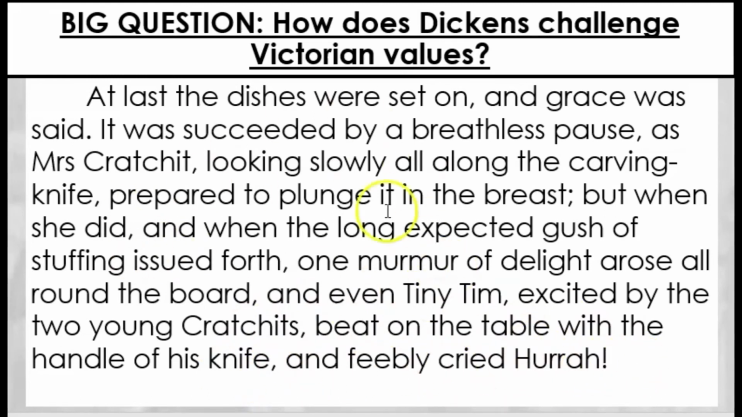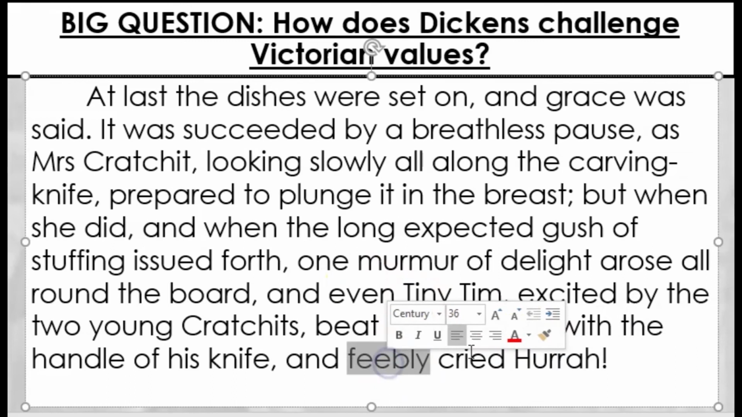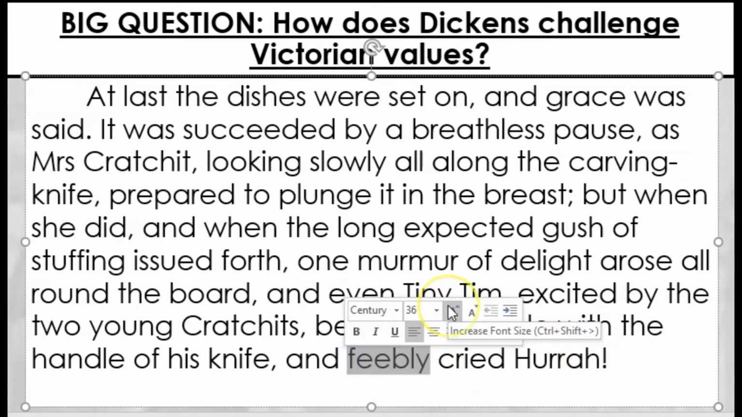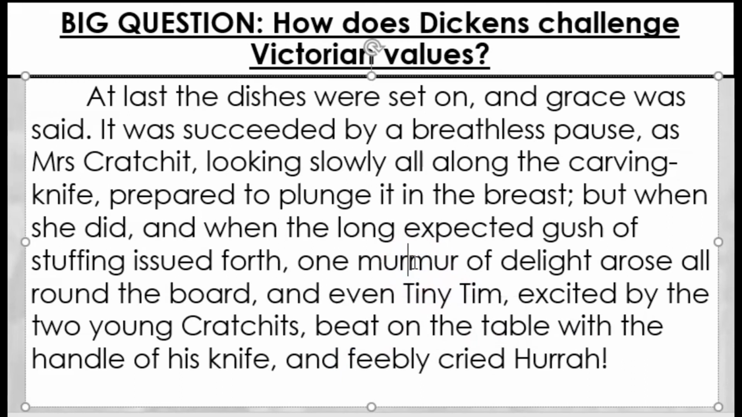So they cut the bird open, ready to eat and serve, and everyone gets really, really excited and delighted, and even Tiny Tim cries out. But it's worth pointing out that the adverb used to describe his cry is feebly, and that adverb means weak, lacking in energy. So a constant reminder that Tiny Tim, as his name suggests, is weak and vulnerable. But the family are celebrating together with this kind of great delight, and they're really happy to be together. So again, this lovely contrast with Scrooge and his behaviour being presented through the Cratchit family.